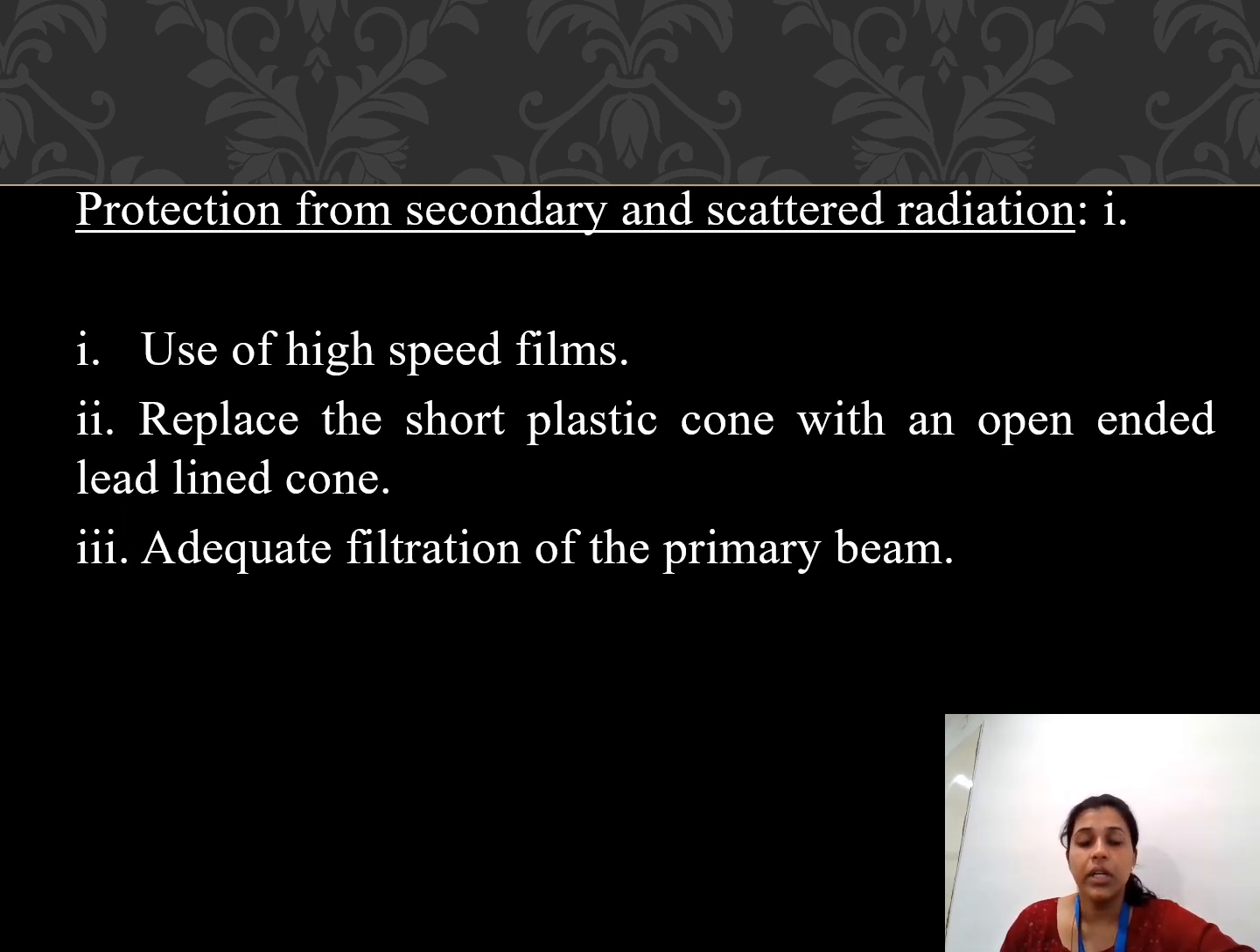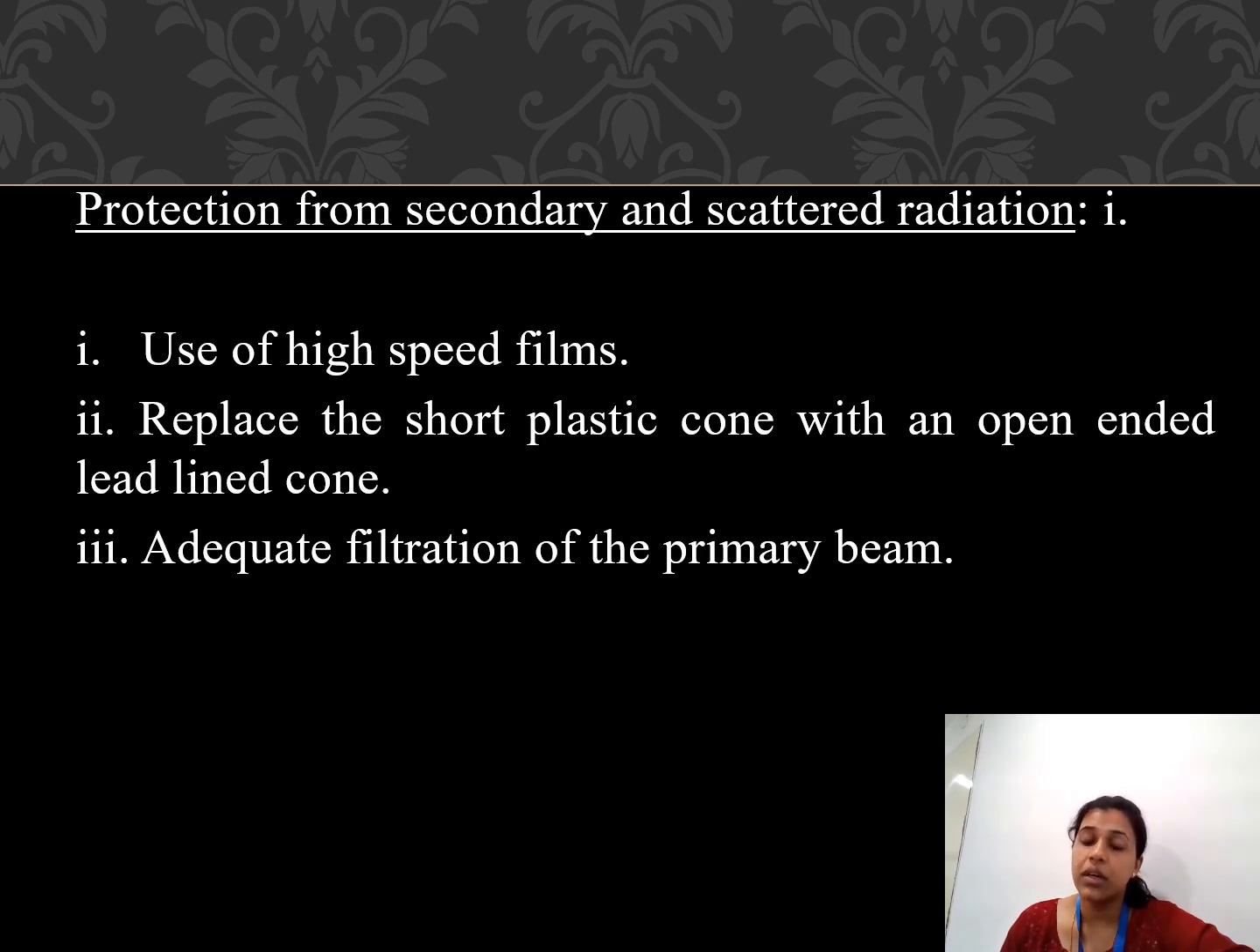Protection against secondary and scattered radiation. As we have already mentioned, secondary radiation is defined as radiation emitted by a substance through which X-ray is passing, and scattered radiation is defined as radiation that has undergone change in direction during the passage through a substance. So we can protect from this radiation by usage of high-speed films. So high-speed films such as E or F speed films can be used.